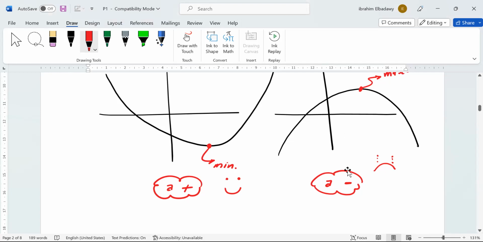If in the example or problem in the exam, they give you a minimum point, you should understand that the value of a should be positive. But what if, for example, they say a maximum point is given? In this case, the value of a must be negative. You should understand these two things, because you have to check your answer according to the given data.